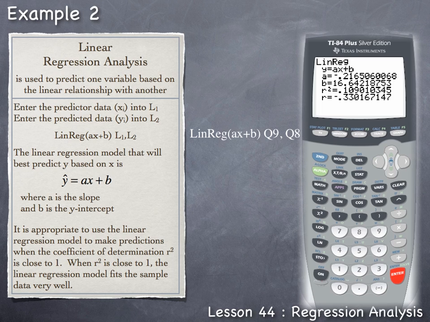So here we see that the linear regression model that will best predict y based on x is given by y hat equals negative 0.22x plus 16.64, where a is the slope, negative 0.22, and b is the y-intercept, positive 16.64. Now, in order to determine if it's appropriate to use this linear regression model to make a prediction, we look at the coefficient of determination, r squared. And here we see that r squared rounds off to 0.109.